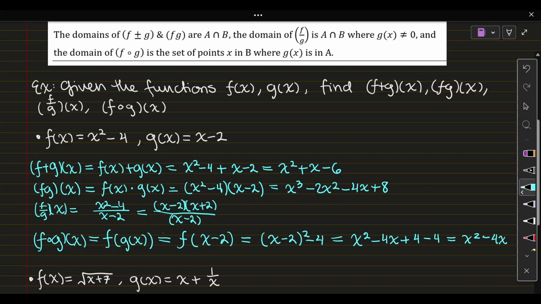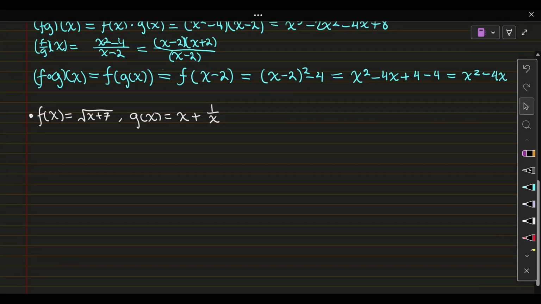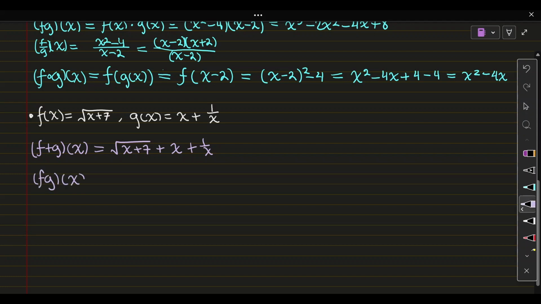Okay, so now let's do it with these other two functions. First we want f plus g of x. Again, that's just f of x plus g of x. F of x is the square root of x plus 7, and g of x is x plus 1 over x. Very easy. F times g of x is just f of x times g of x. That's the square root of x plus 7 times x plus 1 over x. I could distribute this if I really wanted to, but I think it's fine like this.